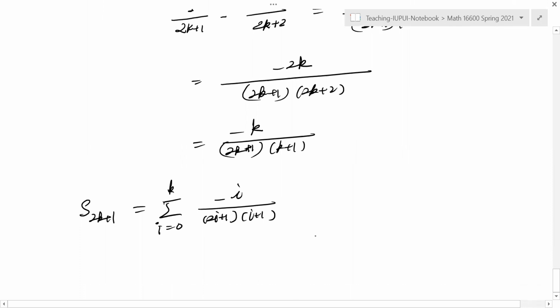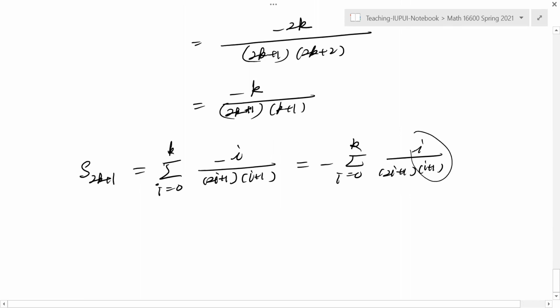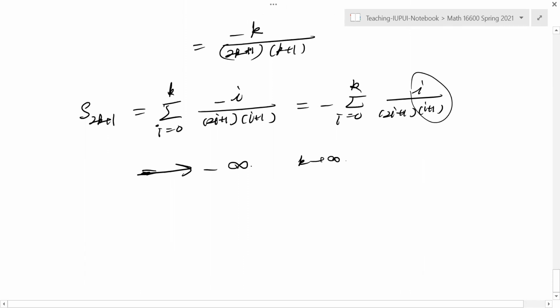Now, clearly, this is divergent. You can take a negative sign out. The reason it's divergent is by the limit comparison test: i over i plus 1 is almost equal to 1, and then you have this. So clearly this approaches negative infinity as k approaches infinity. So this one does not have a limit. Wow, this is a good problem. It can be a bonus problem.